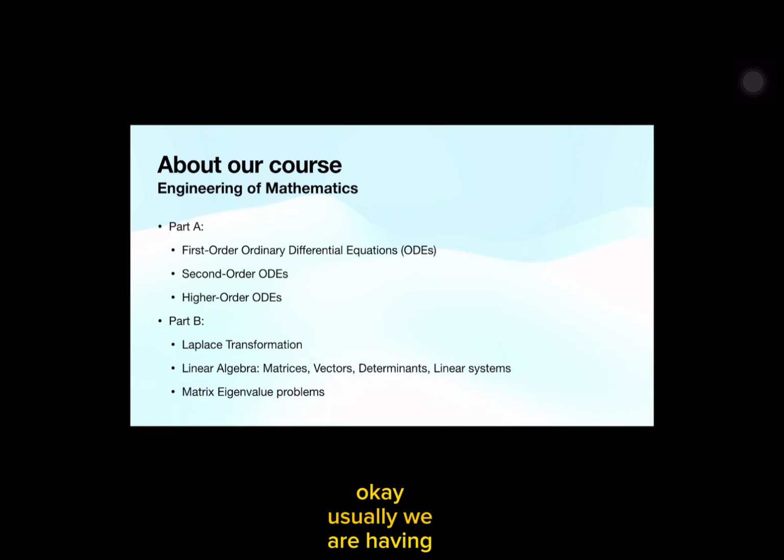Okay. Usually we are having another part, which is the surface integral and line integral, but that will be supplementary. Okay, I don't think we have time to cover that much information in one semester. So I hope it will be covered in engineering mathematics 2, because we are in engineering mathematics 1. Okay, any questions first? No? Okay.